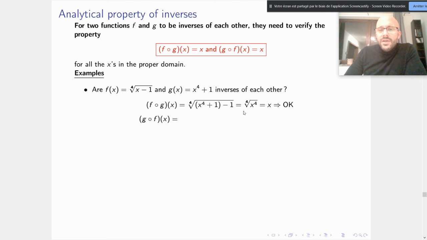G after f, we take the expression of g and replace the x by the expression of f. So here the fourth root and the fourth power cancel. It gives us x minus 1 plus 1, and it gives us x. So it's okay. So the two functions are inverses of each other.